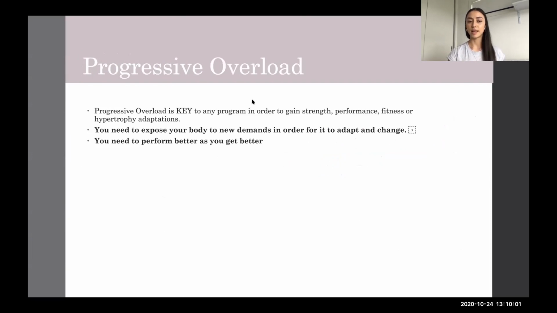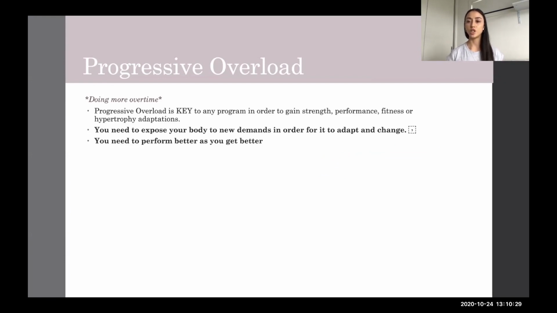Which leads me on to my next point of progressive overload. So progressive overload is basically just doing more over time. You need to make sure that you're performing better as you get better. This is key to any program in order to gain any adaptation, whether that's strength, fitness, performance, or an increase in your muscle size. So you need to expose your body to new demands in order for it to really adapt and change.